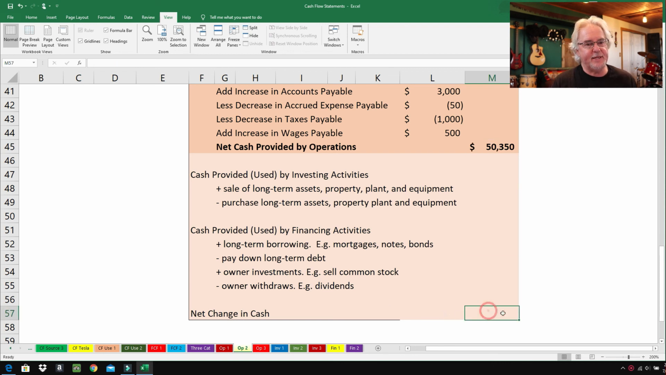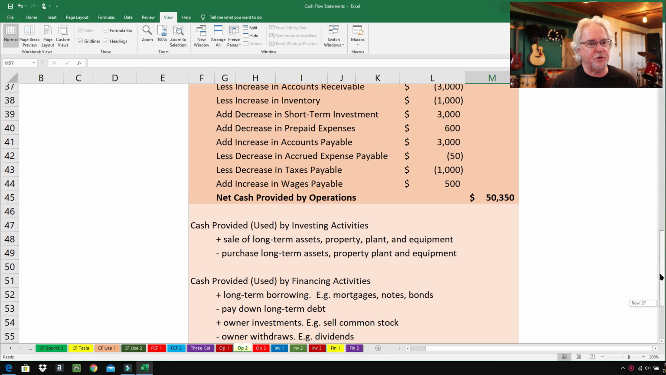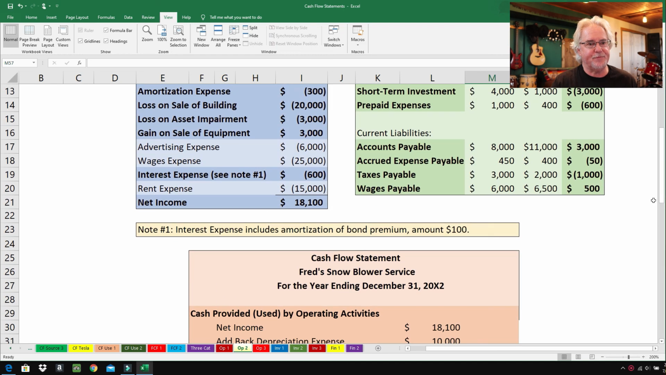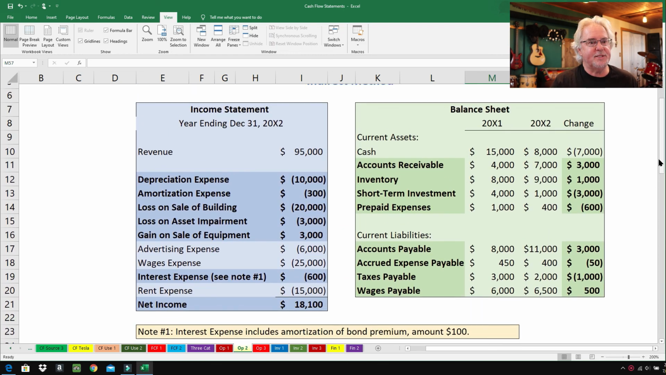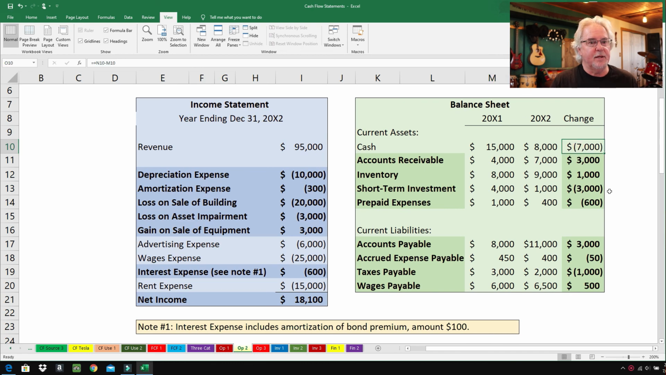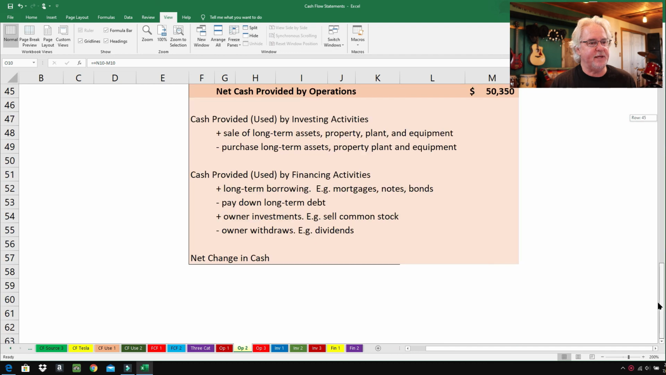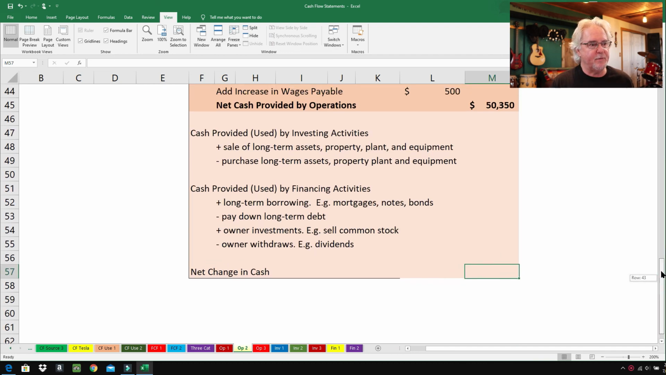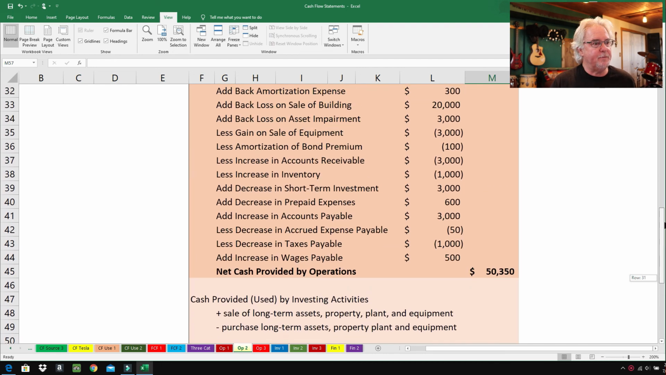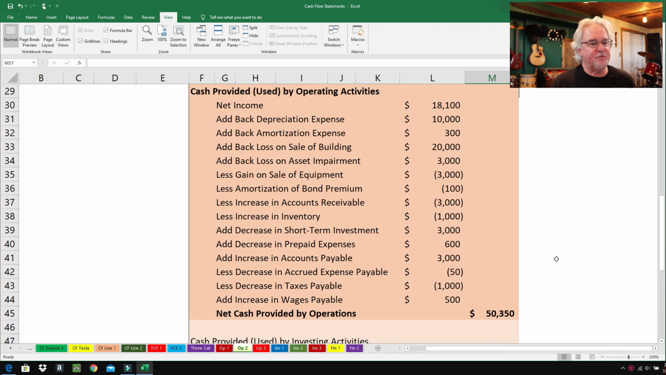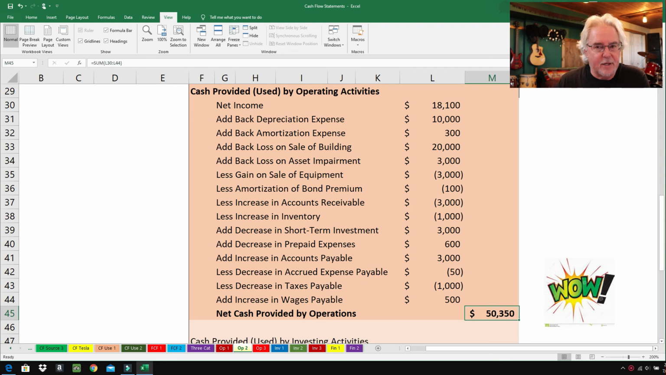By the way, this bottom line net change in cash, if we were to do the whole thing, if we do it correctly, should say negative $7,000. So the bottom line way down here should be negative $7,000. And a lot of people think that that's the most important number, but it isn't. The most important number on this cash flow statement is cash flow from operations. And why is that? Because it's the only cash flow that is sustainable. All the other cash flows are not sustainable.